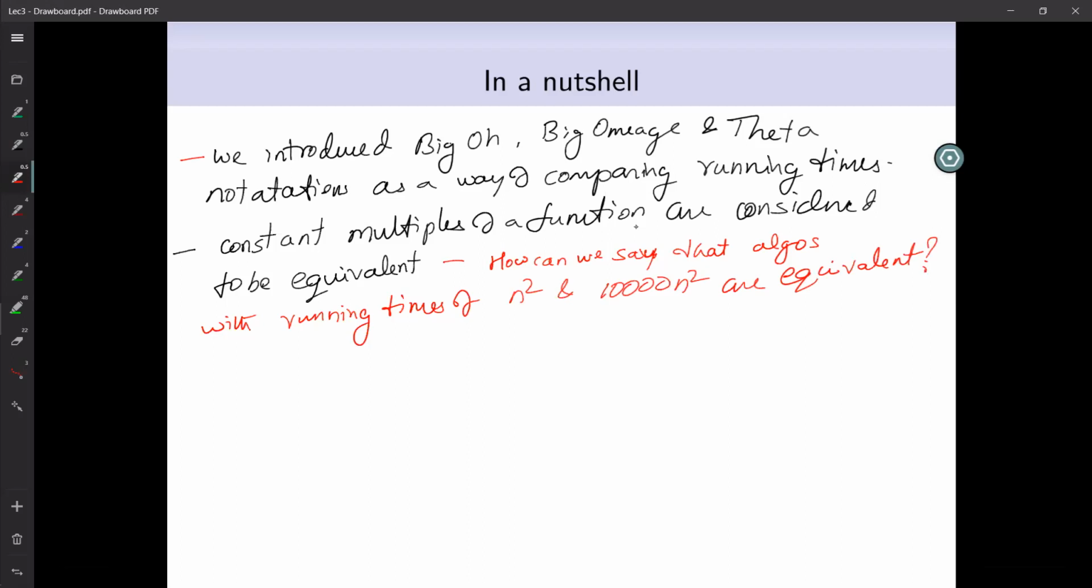See, it's perfectly correct to say that it's an unfair comparison, right? I mean, n square and 10,000 n square. Come on. An algorithm that runs in time n square is far better than an algorithm that runs in 10,000 n square, right? But with our notation, they are equivalent. They are basically theta of each other, right? So they're essentially in one equivalence class.